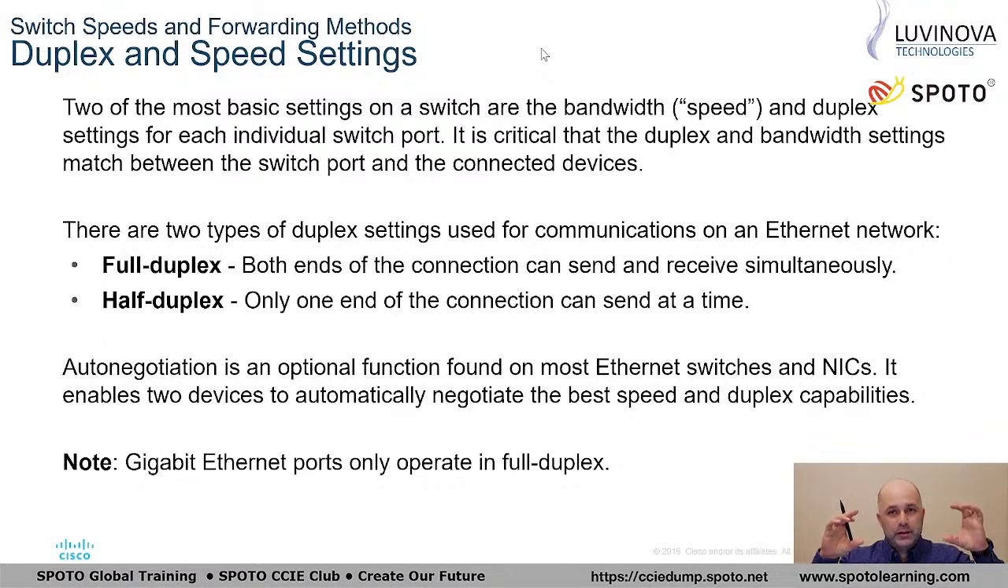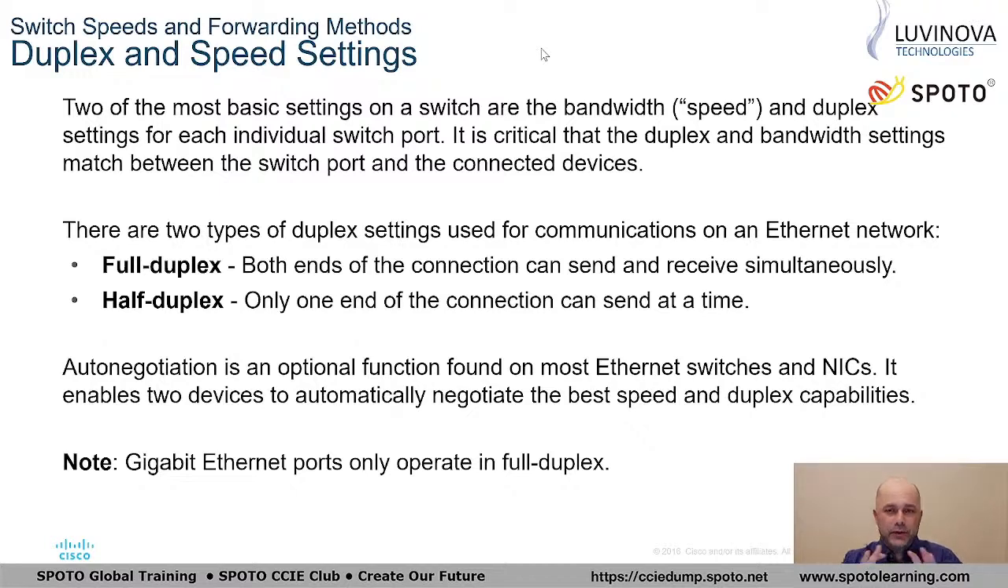On the switch we have networking ports, and any switch can have a maximum of 48 ports. It is critical that duplex and bandwidth settings match between the switch port and connecting devices. Computers and devices are connected to the switches in order to form a LAN. So the port on the switch and the port on the computer must use the same communication channels, for example, full duplex or half duplex, and both devices must use the same. If the switch is using full duplex, then the end device must also use full duplex. If the switch is using half duplex, then the end device uses half duplex.